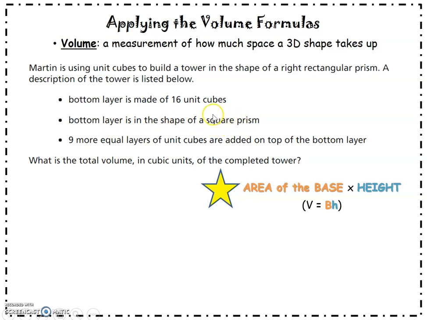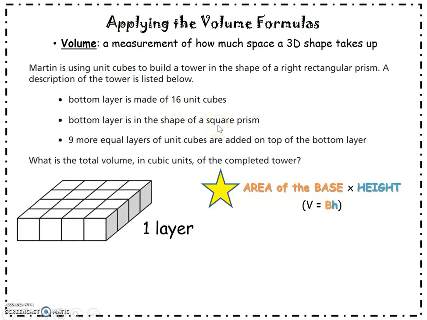Now that word square is the most important word in this sentence because the only way to make something a square is to have the side measurements equal. What that tells me is that these 16 cubes have to be arranged in a 4 by 4 grid in order for them to be a square. So that's allowing me to get a picture of the bottom layer with 1, 2, 3, 4 cubes wide and 1, 2, 3, 4 cubes deep. I could count all these cubes and see that there are 16 in the bottom layer.